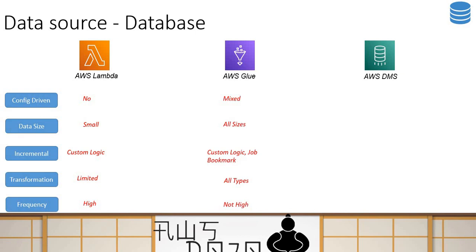In case of Glue, is it configuration driven or code driven? It is mixed, because AWS Glue does provide Glue Studio, which takes away lots of complexity from the coding point of view. You can configure your pipeline. But many times you have to write your code as well. So I will say AWS Glue is a mixed one, because you do have a choice to do a configuration driven pipeline as well, but many times you have to write your code to do the ingestion.